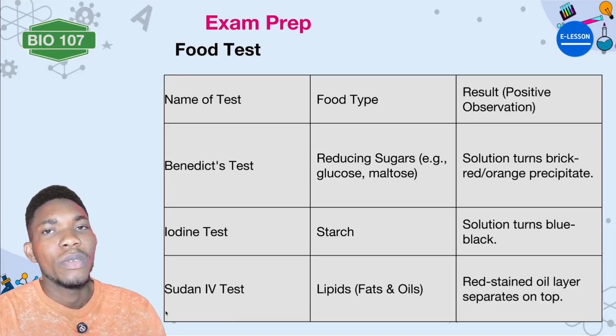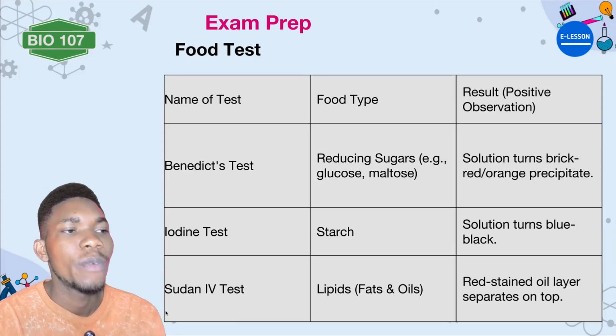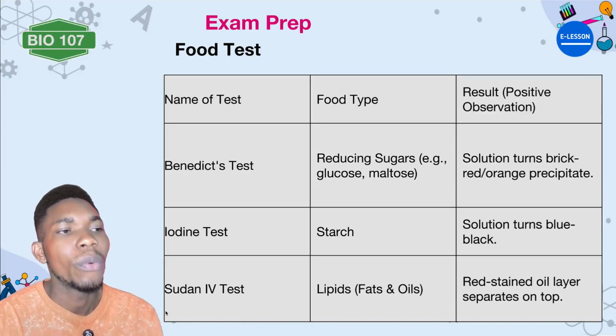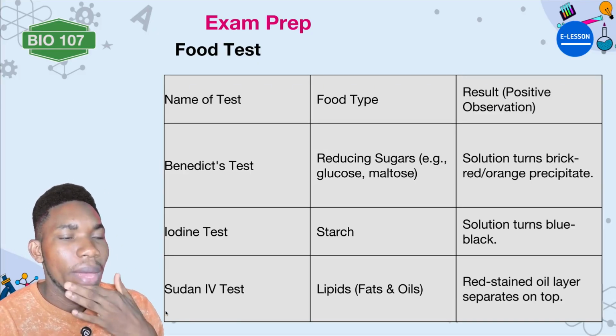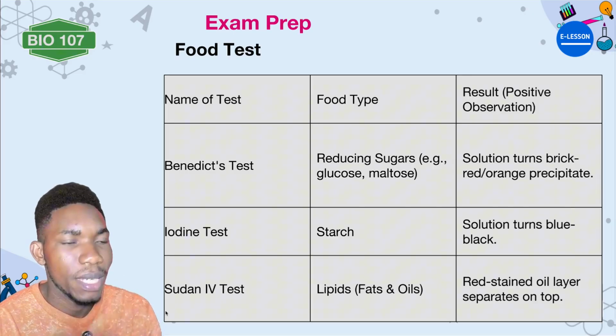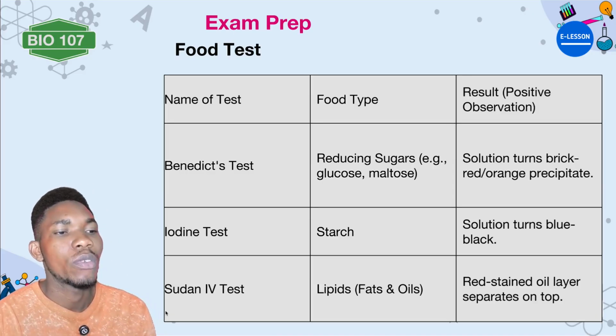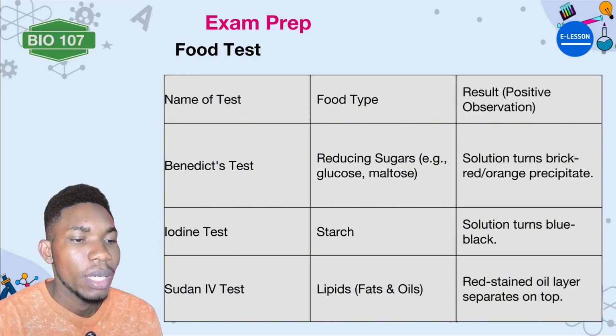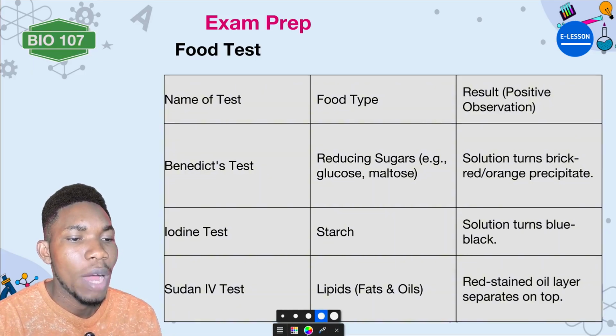In this lecture, we are going to look at the Bio 107 practical, that is the biology practical, BIO 107. All right, and we are going to look at food tests first to start with. Food tests, different types of food tests, and what they actually test for. All right, so we have the first one here. Now, these things you are meant to know them.